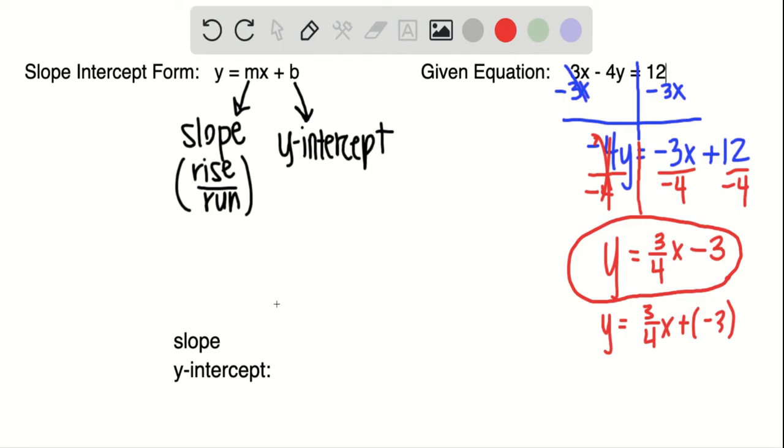So now that we have this written in slope-intercept form, we can determine what the slope is. The slope will be 3/4, or rise 3, run 4, and we'll get into that in graphing in another video. And the y-intercept will be a negative 3, or a minus 3, because there's a minus sign in front of that. Okay, so there's our answer.